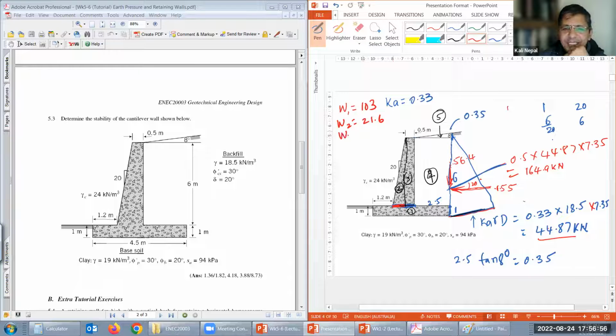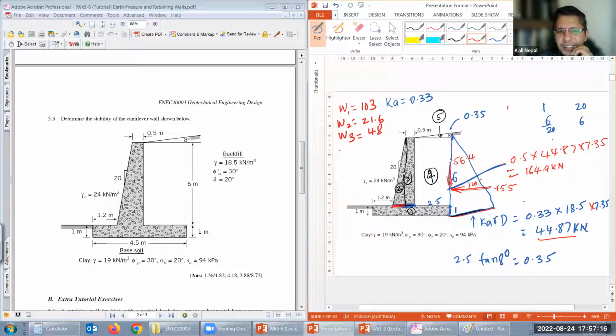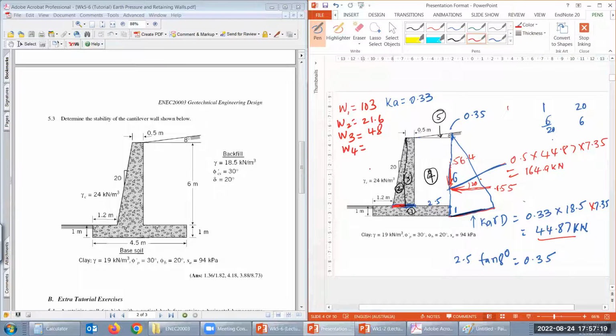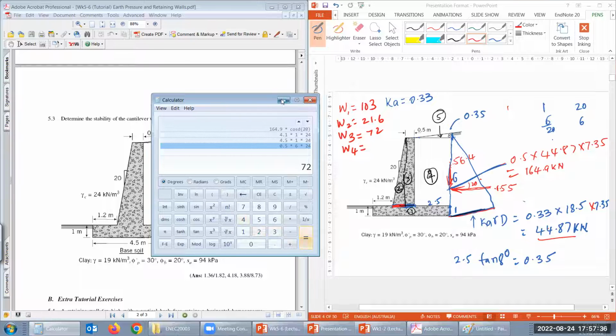So W3 now. Multiply 0.5 times 6 times 24. W3 equals 1.5 into 48, giving 72. Check, guys. And now can we calculate W4? 0.5 times 6 times 24 is 72. Please check it.